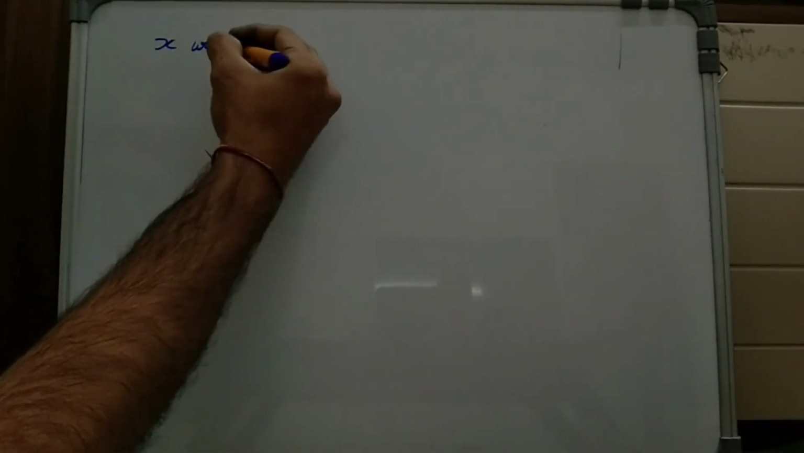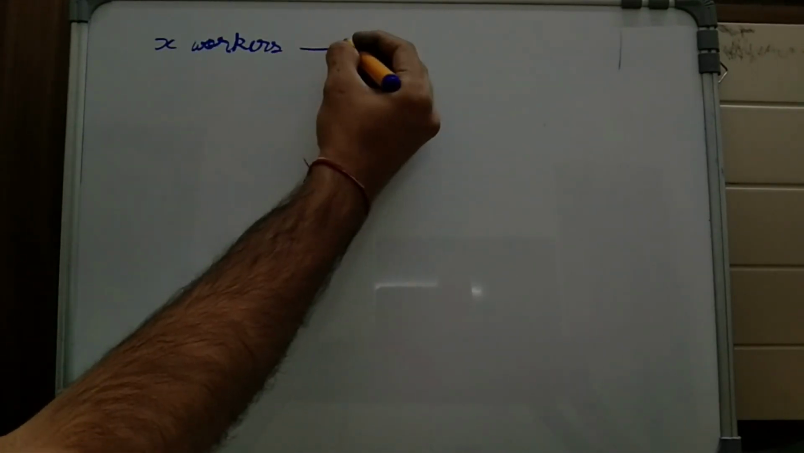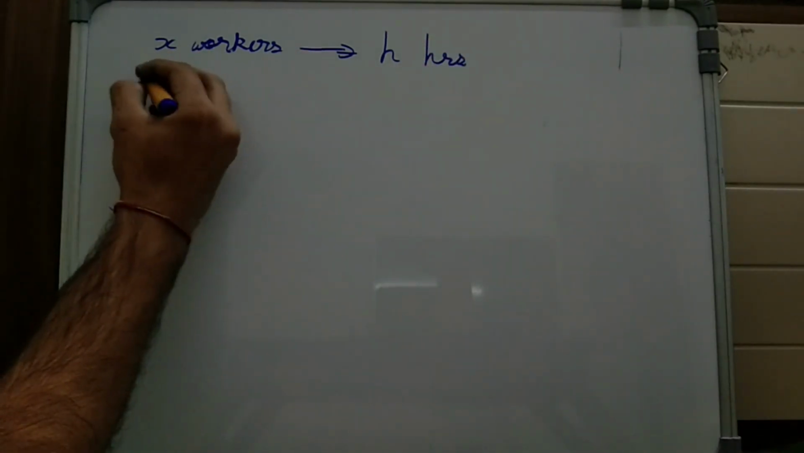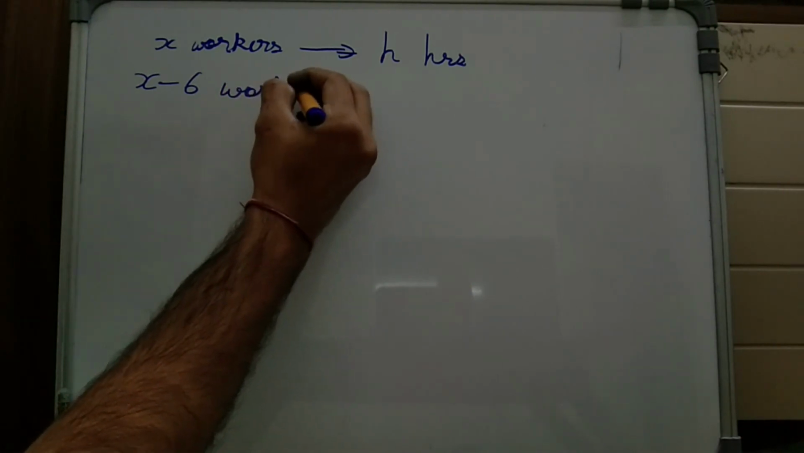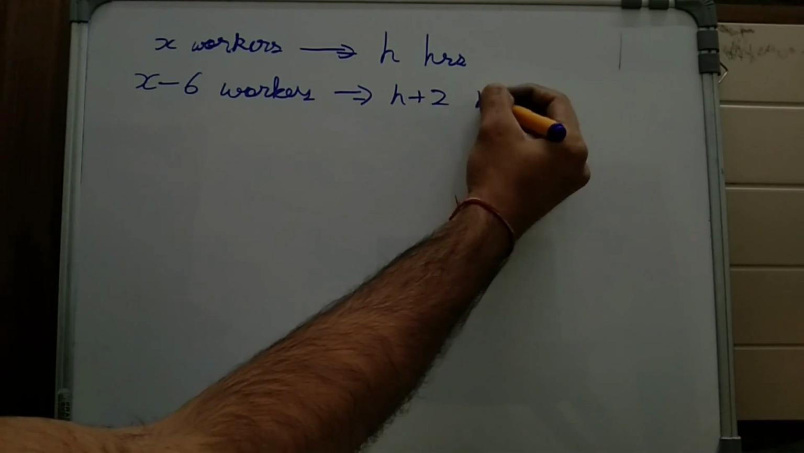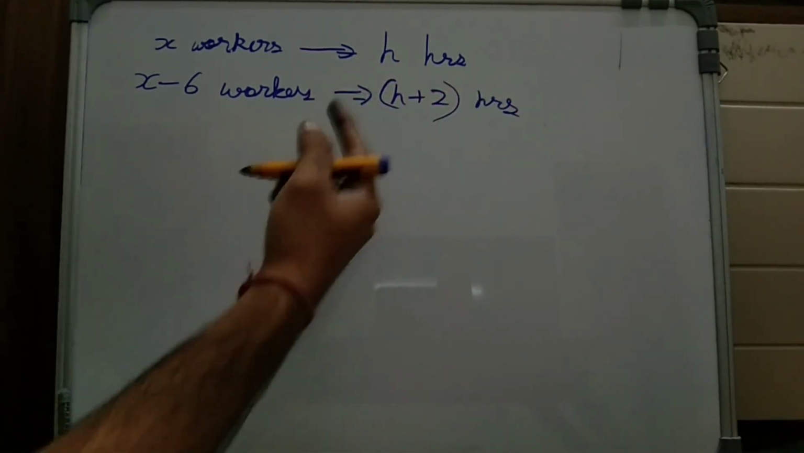So if there are X workers, I don't know the initial number of workers, right? If there are X workers and I am assuming they are taking H hours. If there are 6 workers less, X minus 6 workers, then H plus 2 hours. Okay, H plus 2 hours. This is what the question is saying.